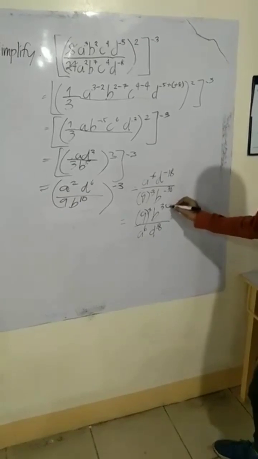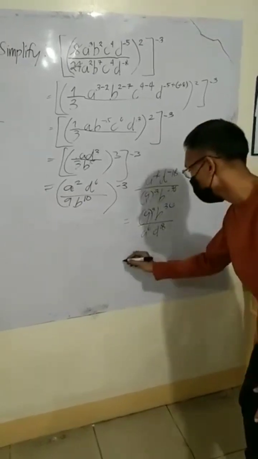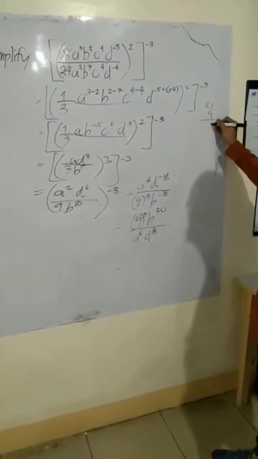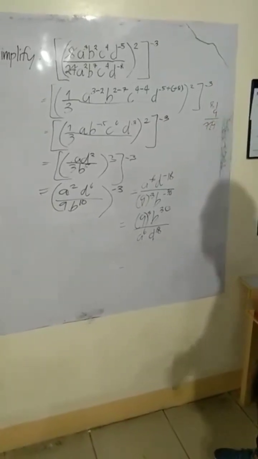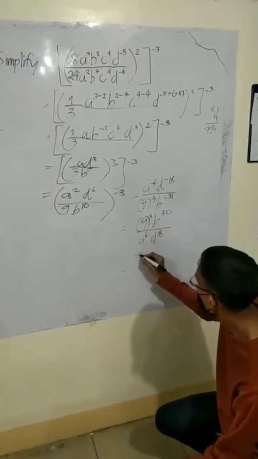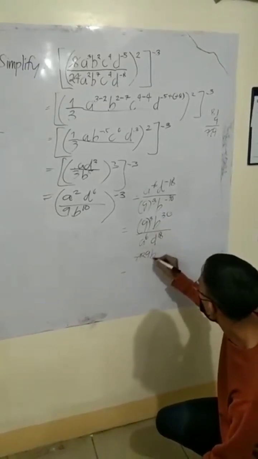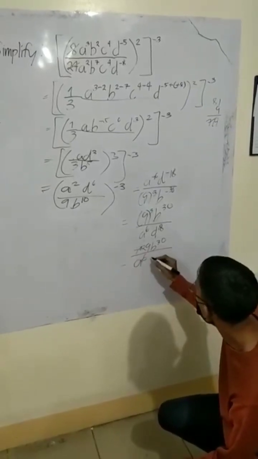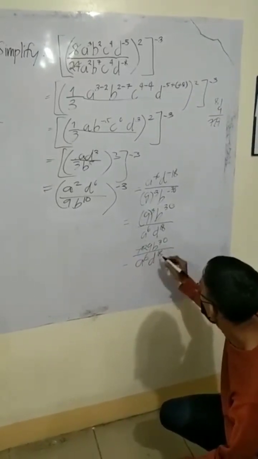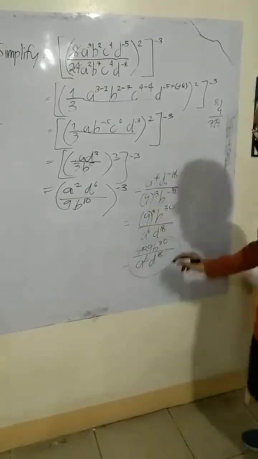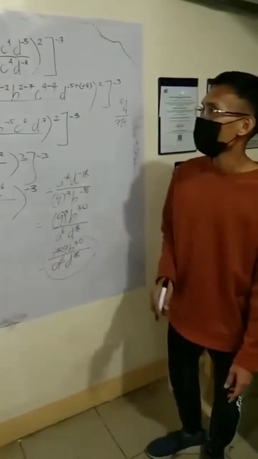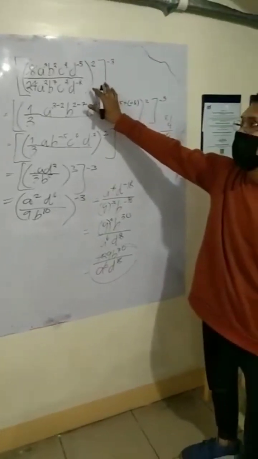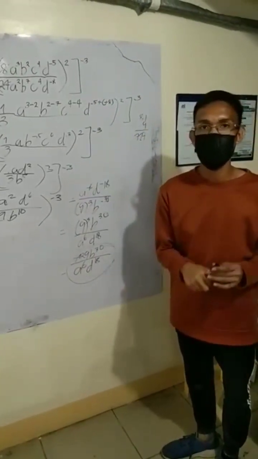And then we're just going to simplify this further. So 9 cubed, that is 9 times 9, that's 81, times 9, that's 729. So this is 729, b raised to 30, all over a raised to 6, d raised to 18. So this is our final answer. So that's just how simple it is to simplify a rational expression by applying the different laws of exponents. That's all for now.